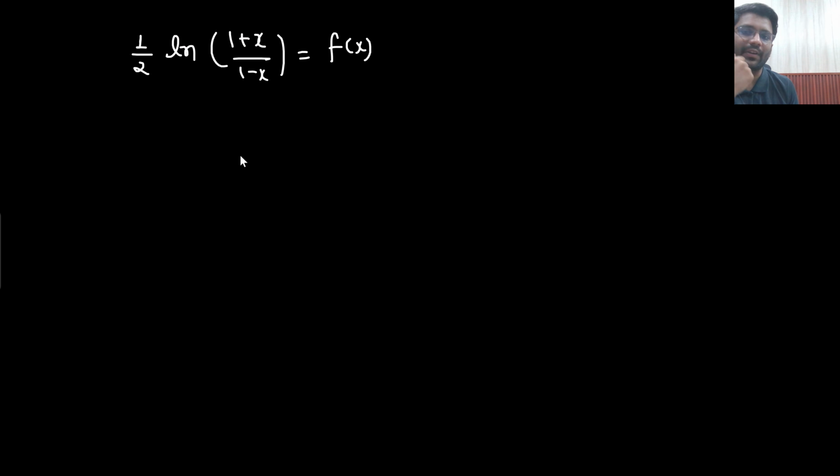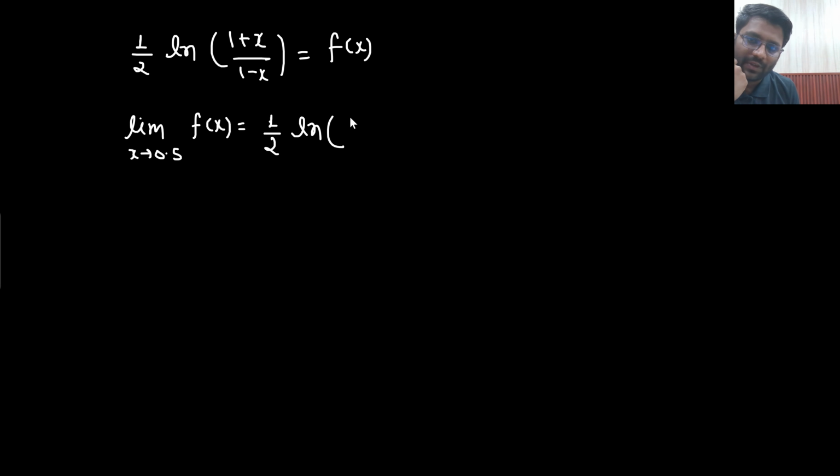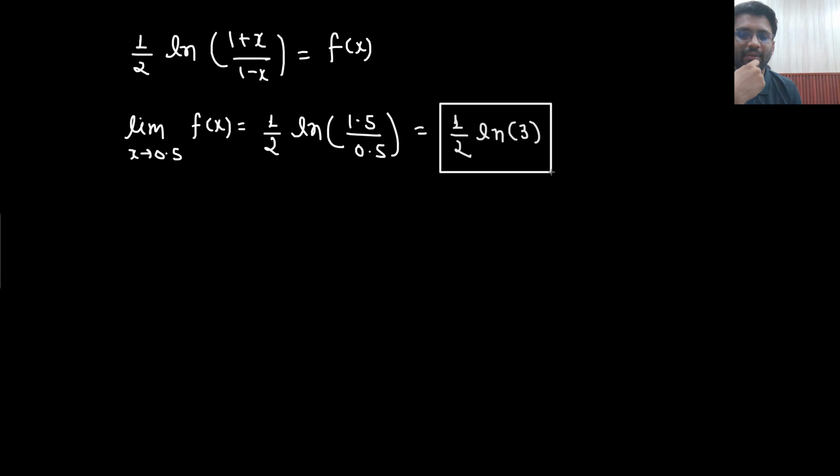Limit x tending to 0.5. So simply you are supposed to find the limit as x tends to 0.5 of f(x). That would be 1/2 ln((1 + 0.5)/(1 - 0.5)). 1 plus 0.5 is 1.5, and 1 minus 0.5 is 0.5. So what will be the answer? 1/2, 1.5 divided by 0.5 becomes ln 3. Okay, so that's the answer: 1/2 ln 3.